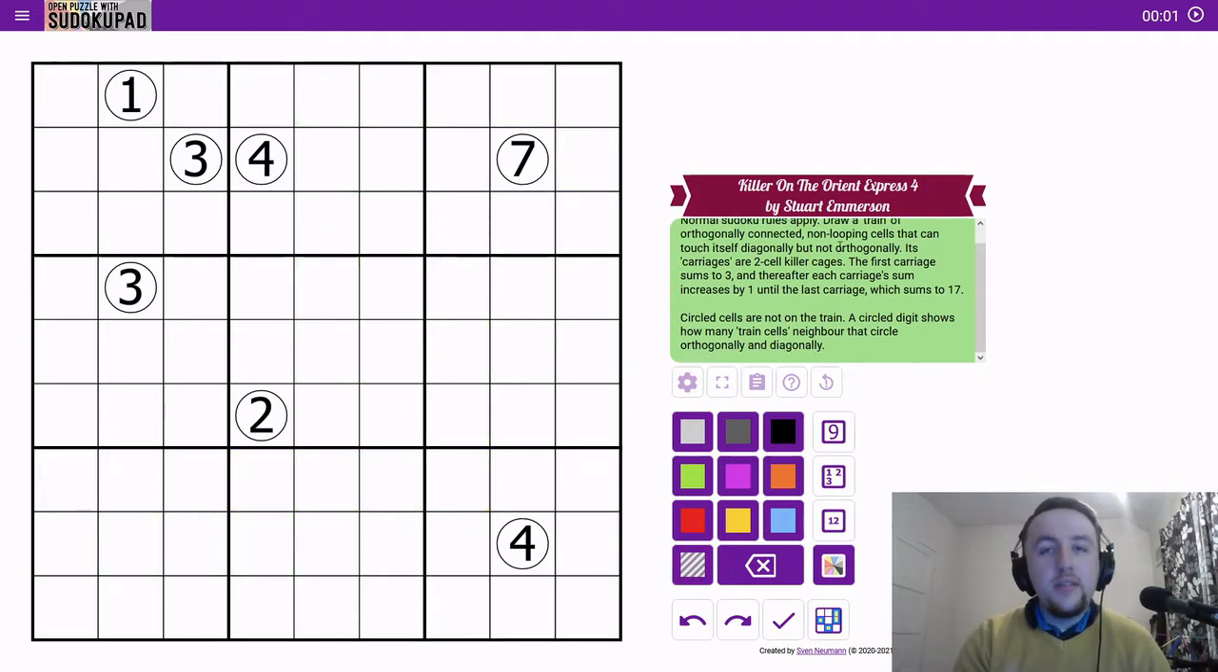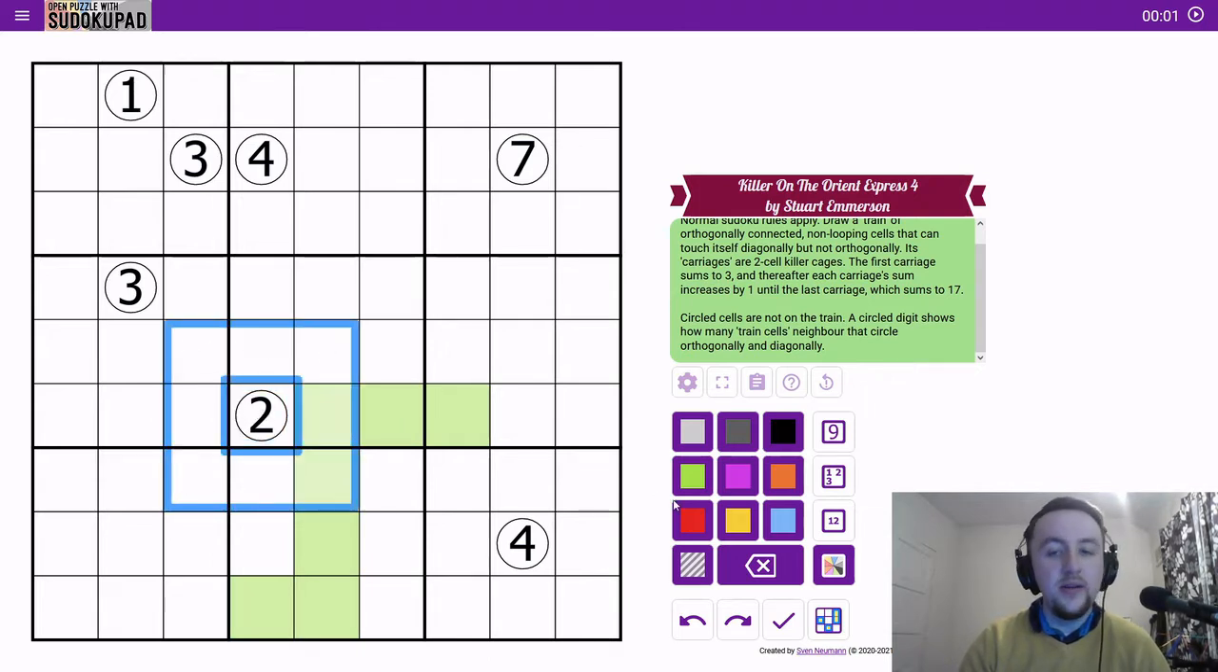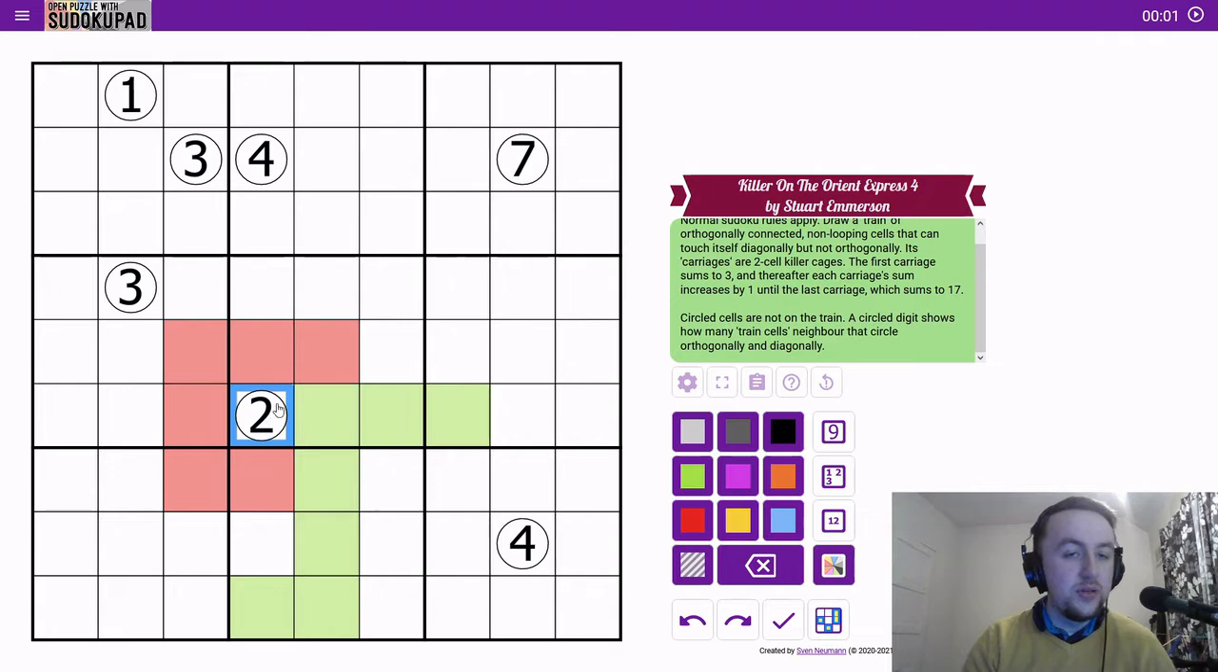Circled cells. Now this is the bit that's slightly different from a couple of the other Sudokus. There's a slight variation going on here. Circled cells are not on the train. A circled digit shows how many train cells neighbour that circle orthogonally and diagonally. So what that means is when you're drawing your train, you've got to make sure that, let's say it's that, exactly 2 of the cells that surround this 2 clue are in the train. So here we've satisfied the 2 clue because there are 2 train cells neighbouring that 2.